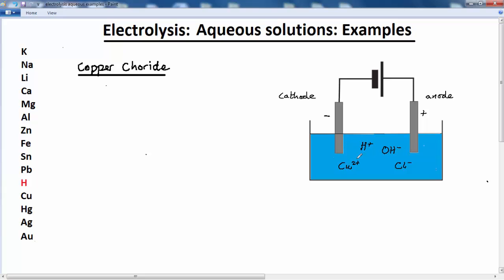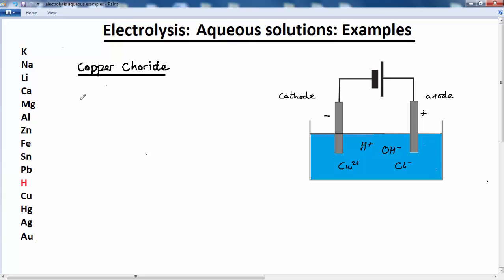But which of these is going to be reduced at the cathode? We have to look at the reactivity series. We see that copper is actually below hydrogen in the reactivity series. So at this electrode, the ion of the least reactive element will be reduced. That's to say, the copper will be reduced because it is below hydrogen in the reactivity series.